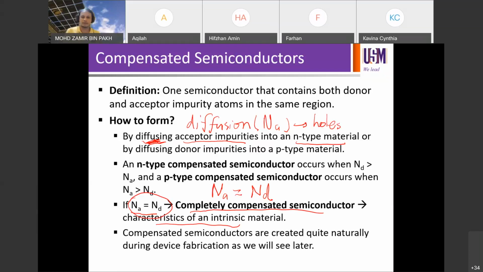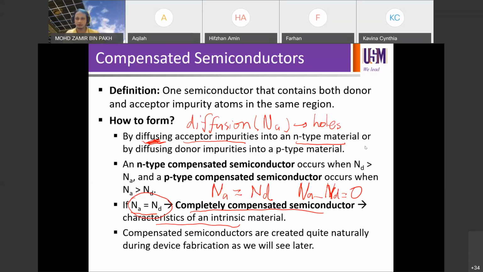No, right? What happens if you bring Nd to one side? Na minus Nd will be equal to, simple math, zero, kan? Because Na is equal to Nd. So there's no effective majority carriers because you are canceling out the majority carriers in the semiconductor material.